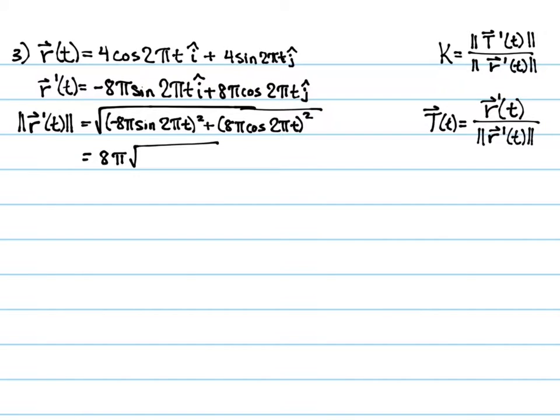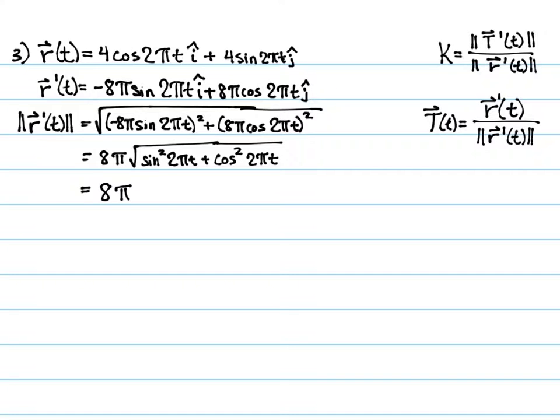So much like I took the 4 out as a 2 on our first problem together, we can do the same thing with the 8 here. And that leaves me with the sine squared of 2 pi t plus the cosine squared of 2 pi t. And what is the sine squared plus the cosine squared of the same angle? It's 1, Pythagorean identity. And if I have 1 and then I take the square root, all of this sort of dissolves into simply being 8 pi.